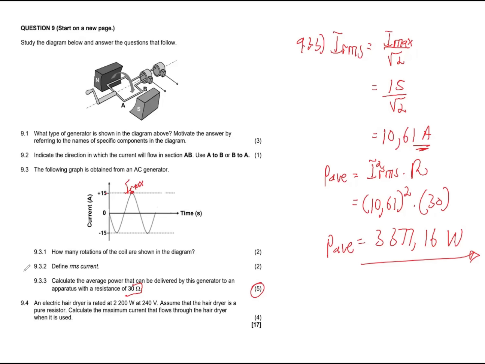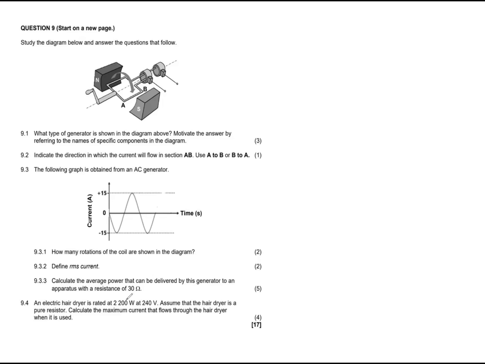Okay, then an electric hair dryer is rated at 2,200 watts at 240 volts. Remember, an electrical hair dryer is an electrical device, so that means the 240 here is representing the what? The VRMS. Assume that the hair dryer is a pure resistor. Calculate the maximum current that flows through the hair dryer when it is used. Calculate the what? The maximum current. So now they're looking for Imax, right?